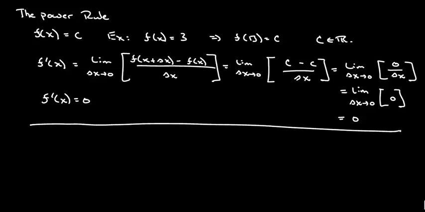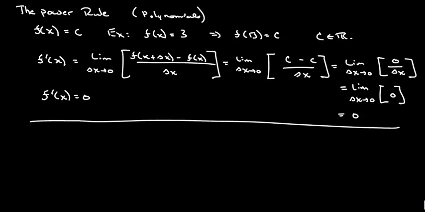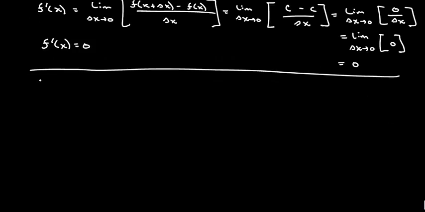Now let's go up a power. So we're talking about polynomials. I guess I should write that up top here. Now the next one: what if f of x is equal to ax plus b, which would be a linear function?